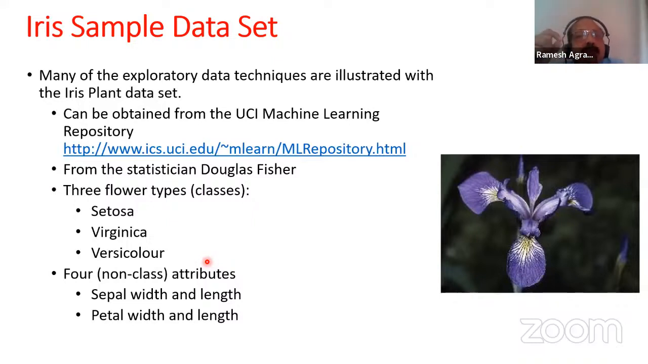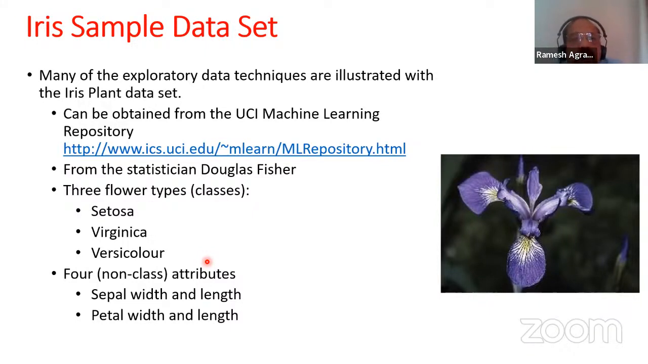Okay, so there was one researcher who was analyzing iris plant data. That's why the name of this data is iris data. This is found in the European region. That researcher collected 150 samples of this iris flower. And basically there were 3 kinds of flowers: Setosa, Virginica, and Versicolor.